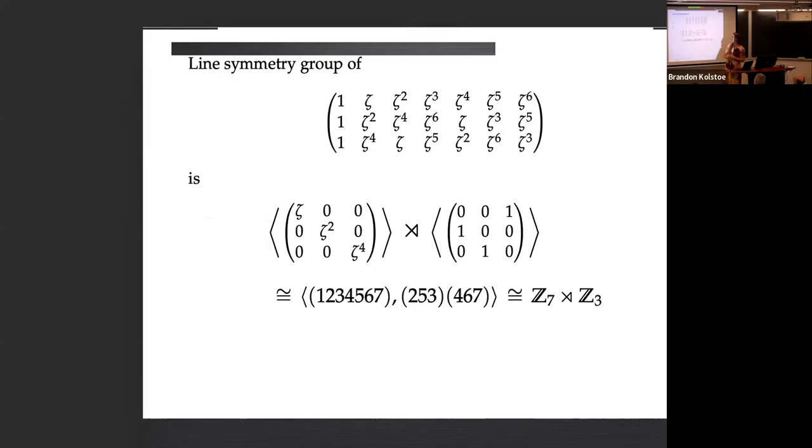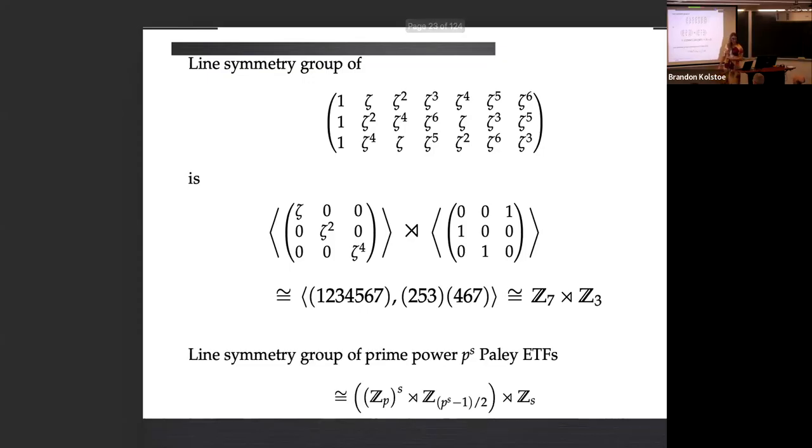So it ends up that for this set of 7 vectors in 3-dimensional complex space, we have all of these modified modulations in the symmetry group, but we also get cyclic permutations. Written as permutations, we can do it in cycle notation, but it ends up being isomorphic to the semi-direct product of Z7 and Z3. And in fact, in general, for the p to the s Paley ETFs, we have a maybe a little bit more complicated characterization of all the symmetry groups.